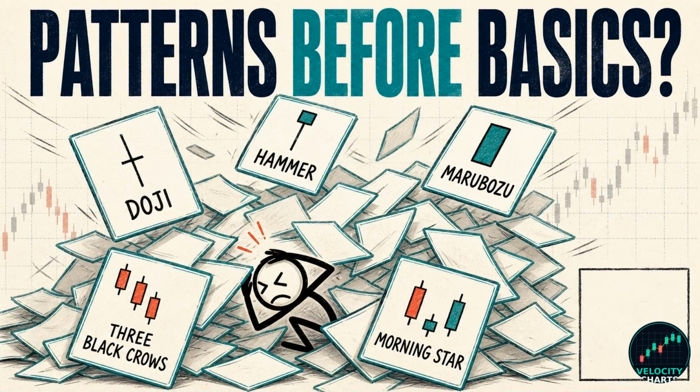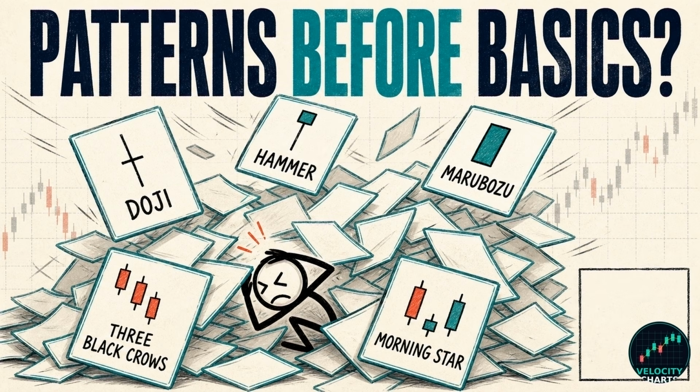Now, here's what happened to you. Someone handed you a chart with 30 patterns on it. You screenshotted it. It's still in your gallery. You memorized the names of the shapes without ever learning what makes a shape. So now you spot a hammer, you buy, it fails, and you assume you spotted it wrong. You didn't. You just never learned what the candle was actually reporting.